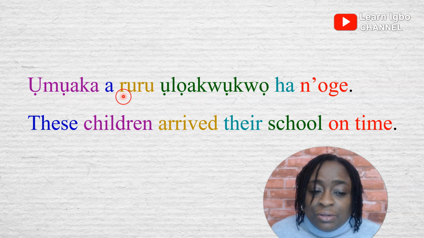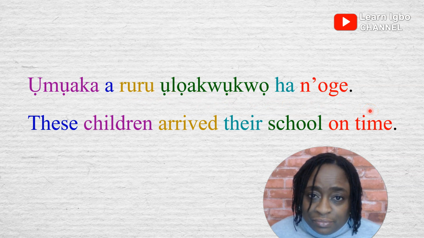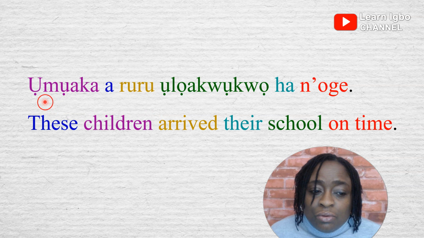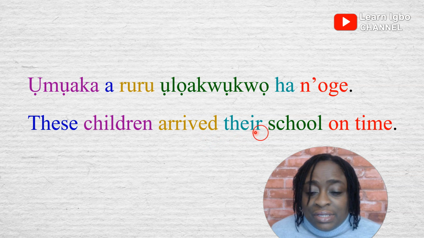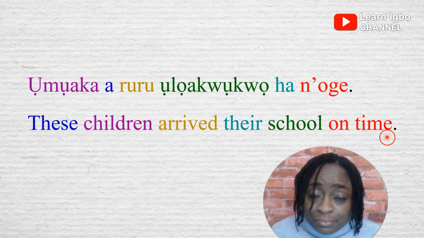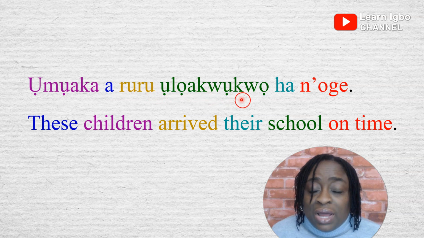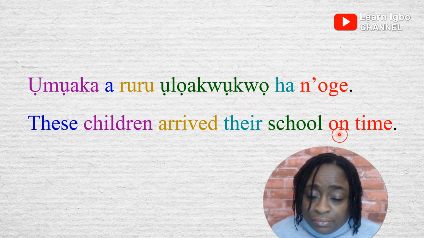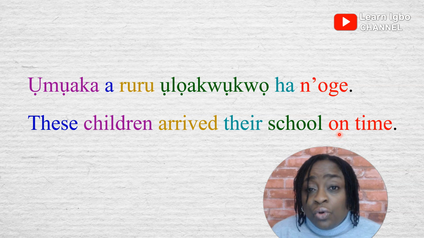Ụmụaka a ruru ụlọ akwụkwọ ha n'oge. These children arrived at their school on time. So n'oge means on time.